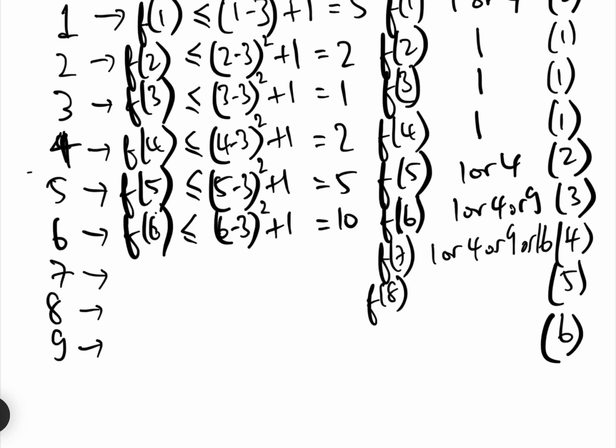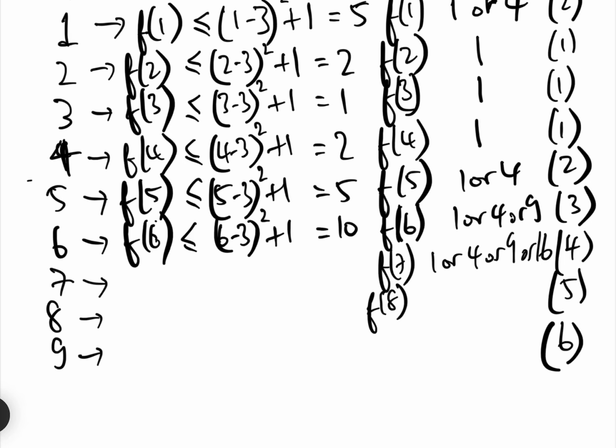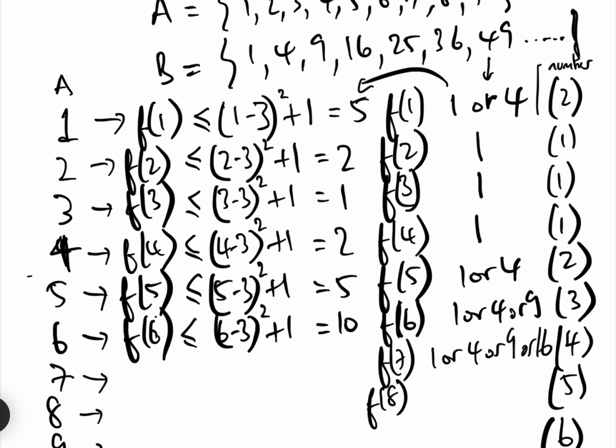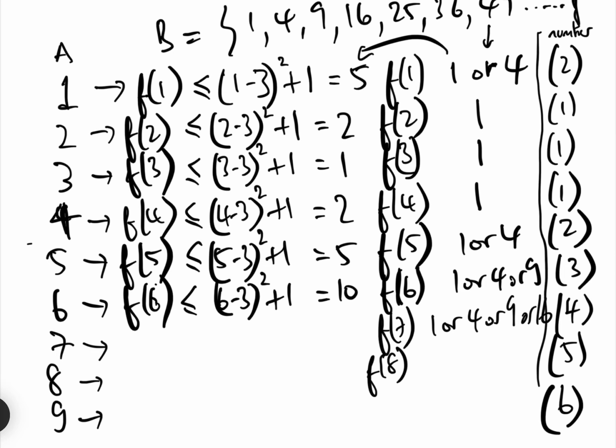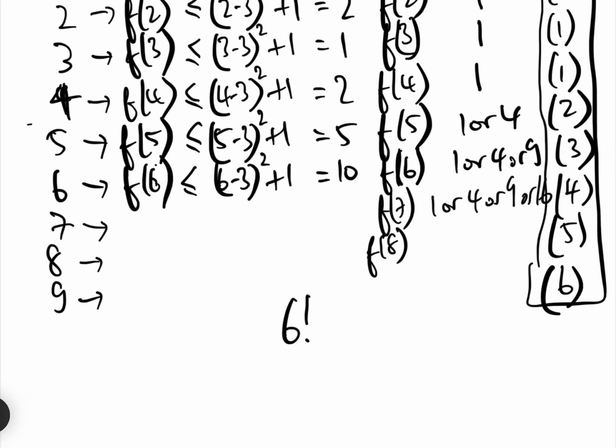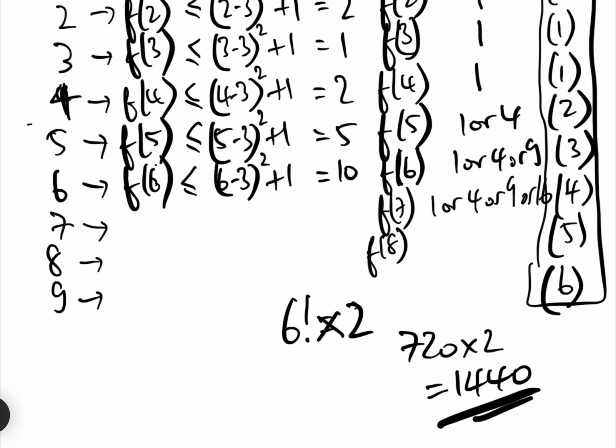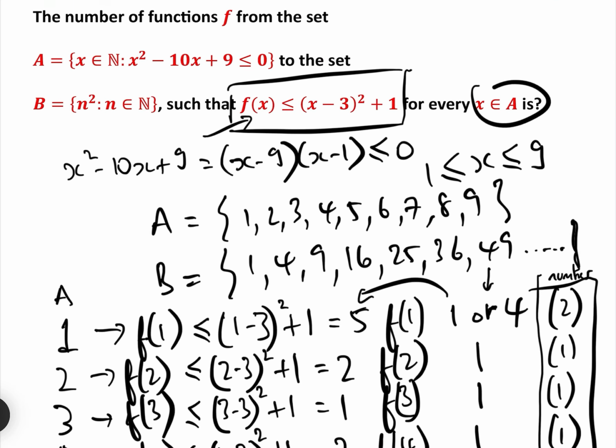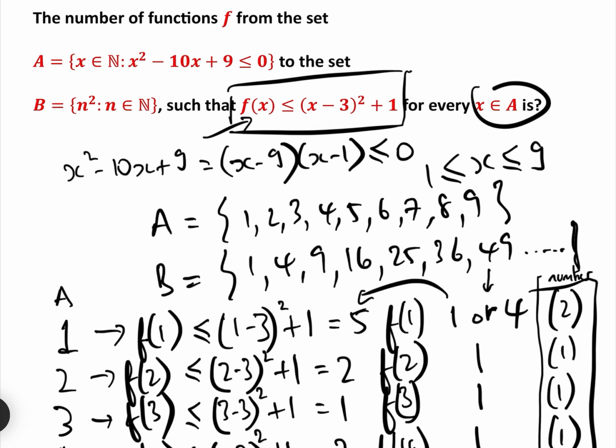And so basically the total number of possible functions is going to be the multiplying of all of these, which is 6 factorial times 2, times 2. Well, 6 factorial is 720, times 2 equals 1,440 possible functions such that that constraint works.